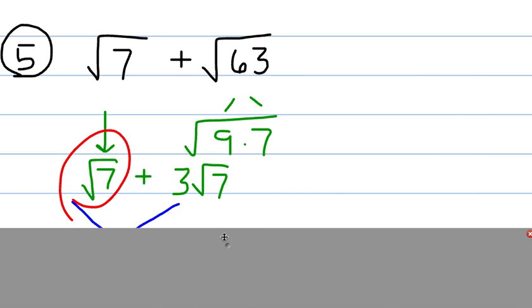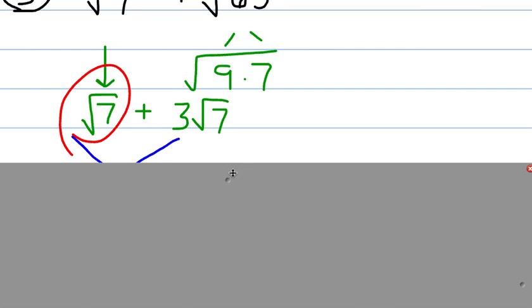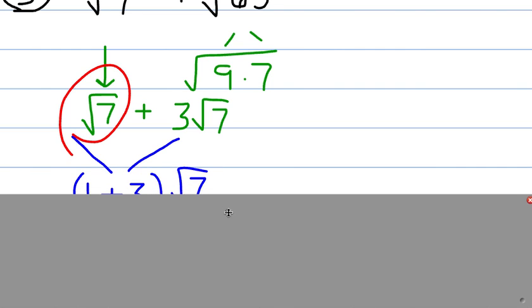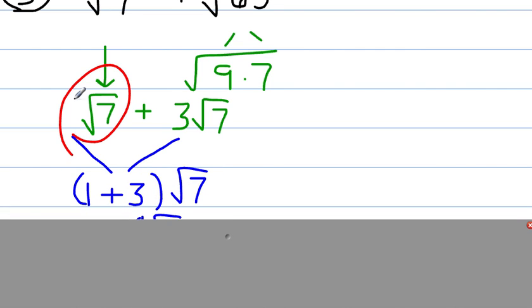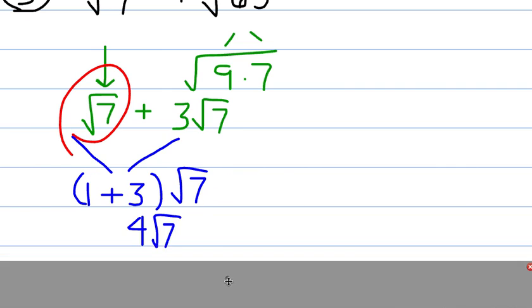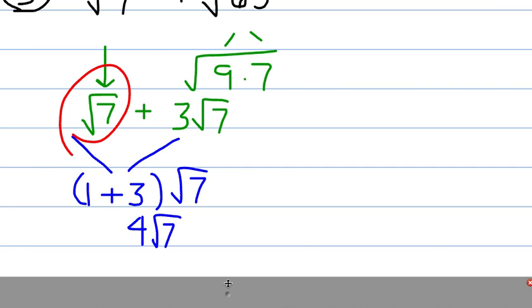And this goes back to the first example. Since these are like radicals, we can combine them and use the distributive property. So 1 plus 3 out front of the square root of 7 will just give us 4 times the square root of 7.